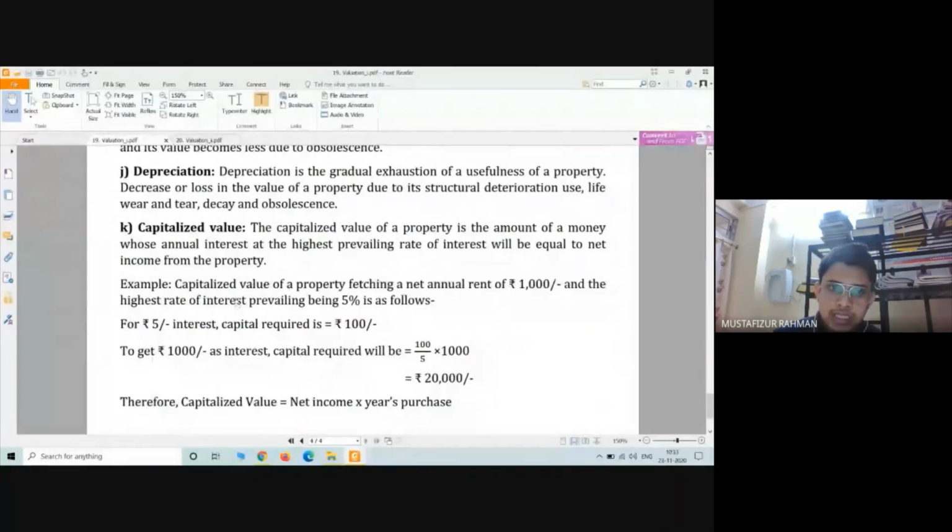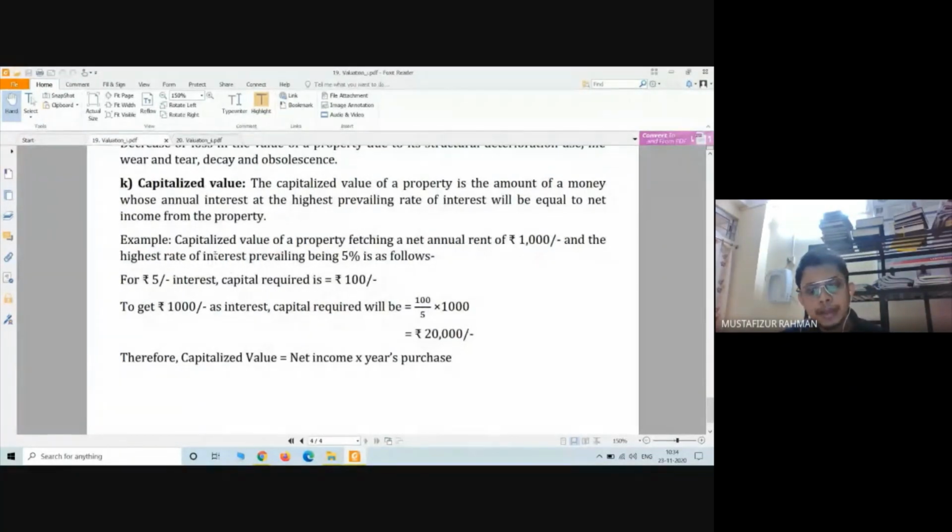Now, this is important. What is capitalized value? Capitalized value of a property is the amount of money whose annual interest, at the highest prevailing rate of interest, will be equal to the net income from the property. Let me simplify this. Suppose I am earning some income from my property. From that income, we want to know what is the capitalized value of the property. What is the actual value of the property at present day?